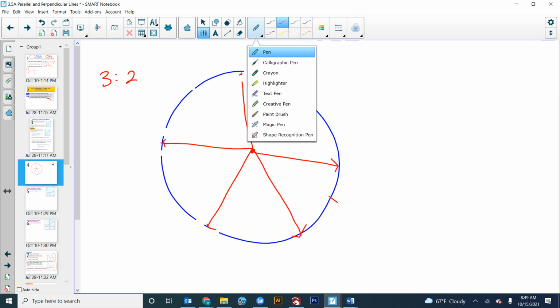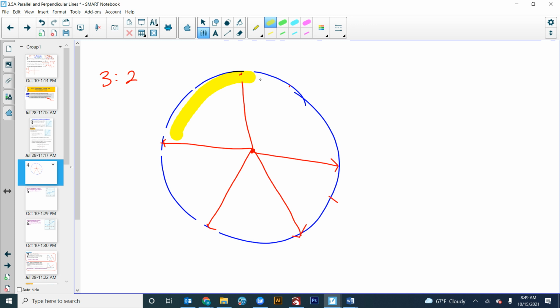So let's say Jackson gets 3 slices and Caden gets 2. Do you agree there's 5 slices? Okay. So Jackson gets 3. Let's write it as a fraction: 3 out of 5 of the cake. 3/5 of the cake. Caden gets 2/5 of the cake. Okay. Why is that important?